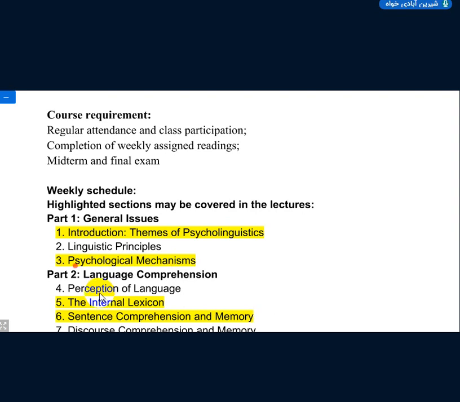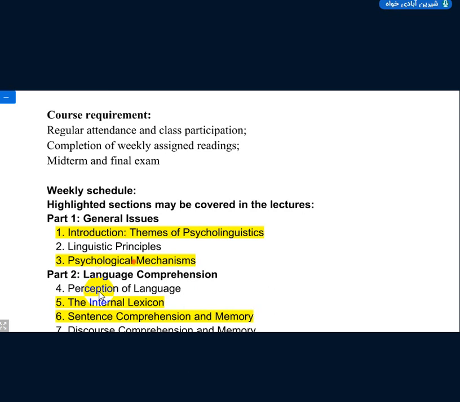This is psychological mechanisms. This is a long chapter. It will take almost 2 or 3 sessions. So 2 sessions are devoted to introduction. 2 or 3 sessions, let me check. I think it will take about 3 sessions to cover chapter 3. Yes, it will take about 3 sessions.